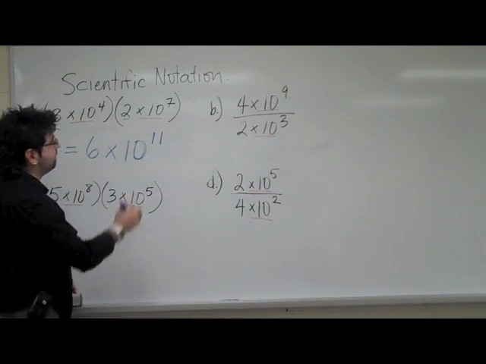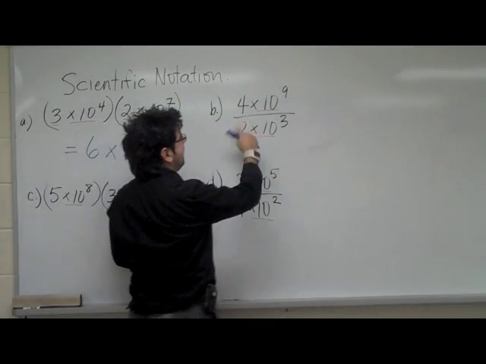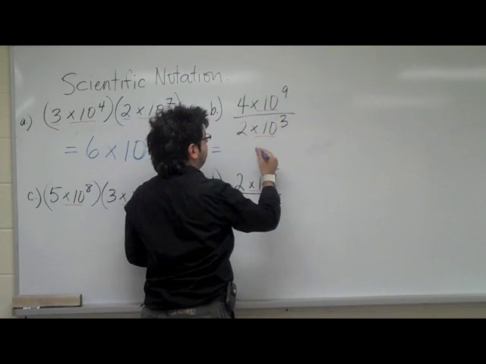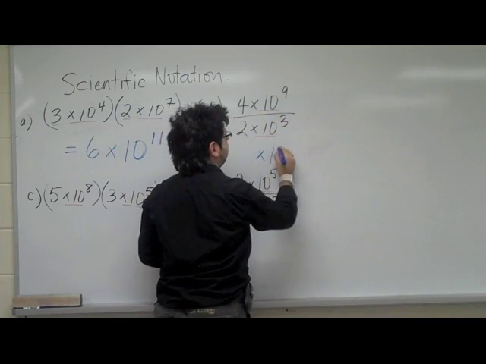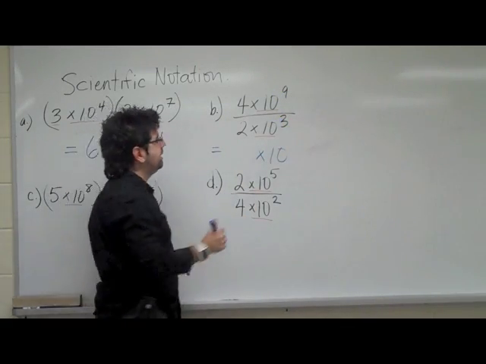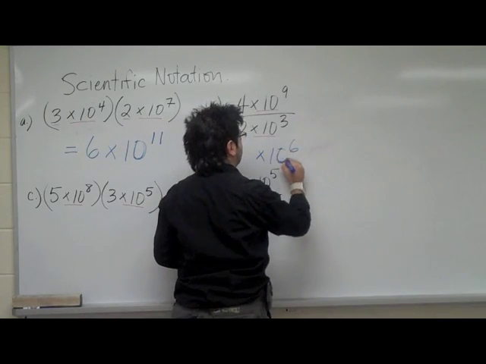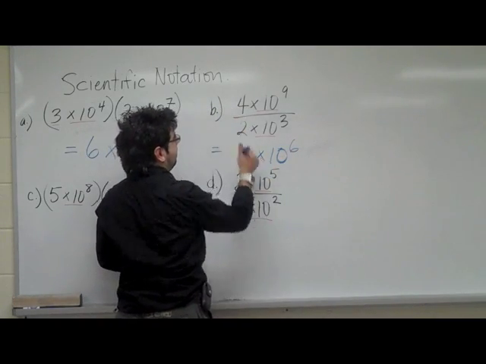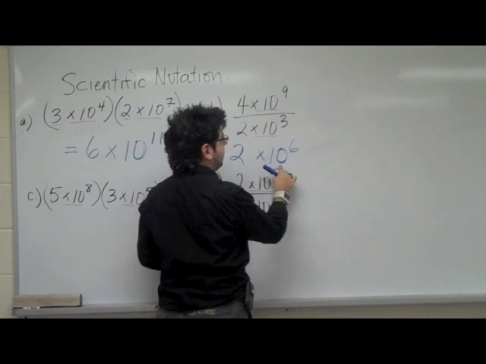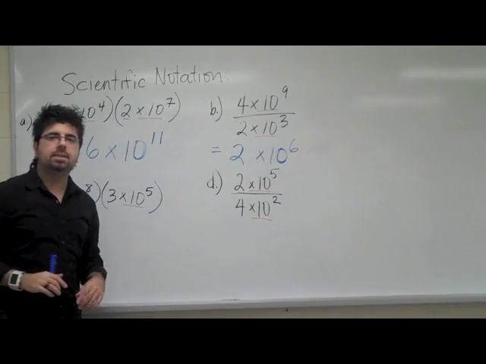Let's look at now division. As we said, the rule states when we're dividing, right, keep the base, which is times 10. We subtract the exponents. 9 minus 3 gives me 6, so 10 to the power of 6. 4 divided by 2 is 2. So my answer here is 2 times 10 to the power of 6.